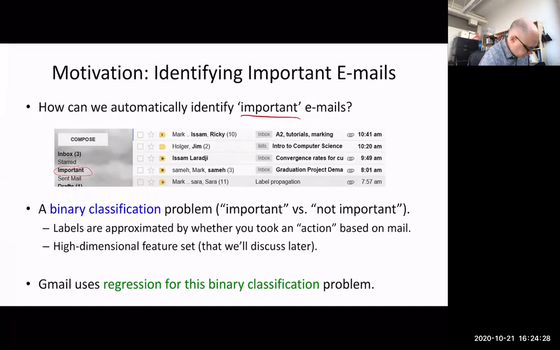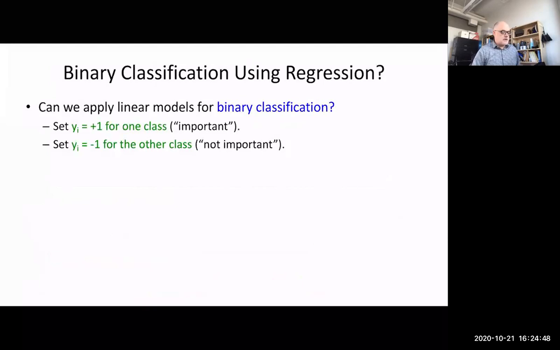We're going to have a high dimensional feature space here. This is going to be a bag of n-grams kind of model, and we'll talk about that later. It might come as a surprise that Google actually uses regression for this binary classification problem. That's kind of crazy, right? How are they doing that? So put your thinking cap on, in particular Payman, who's going to stand in for everyone. Can we apply linear regression models for binary classification? Yes or no?